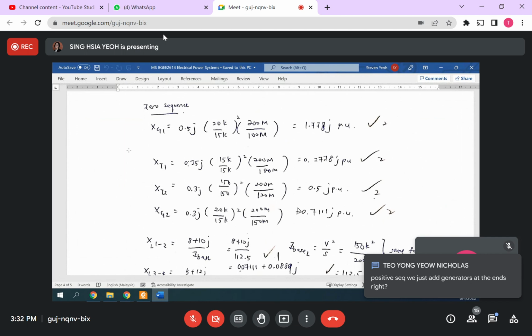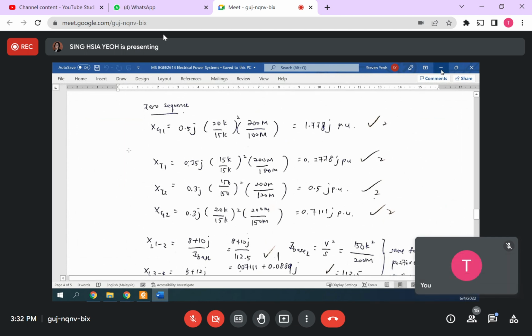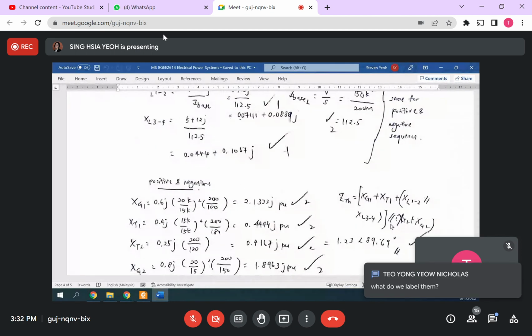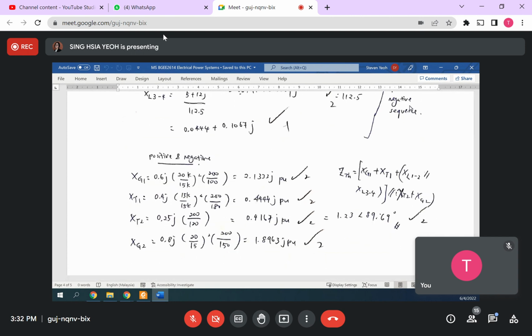Oh yeah, positive sequence is just add generator, that's right. But then the answer for the ZTH is still the same, because you need to find, you just write G1 and G2. Because you want to find the Thevenin impedance, right? So you use the Thevenin method, right? Then you need to short all the voltages. So you short all the voltages, actually basically it's the same as the negative sequence. Okay? So it's actually considered a very straightforward question.